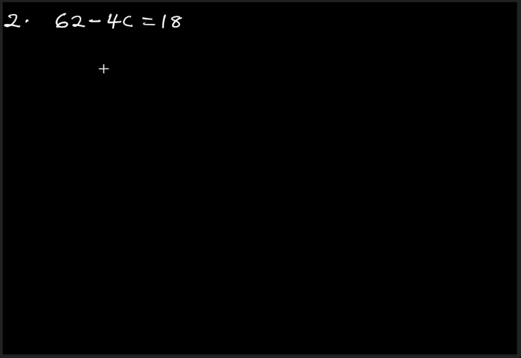Okay, we move to number 2. Solution. This is 62 minus 4c equal to 18. Now, what I'm going to do here is let's take the variable to the right hand side. Let's also try taking the variable to the right hand side. I think we've been keeping variables on the left hand side. So let's see what will happen if we take our variables to the right hand side. Now, that means the number will be on the left hand side.